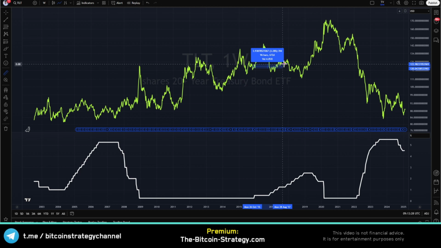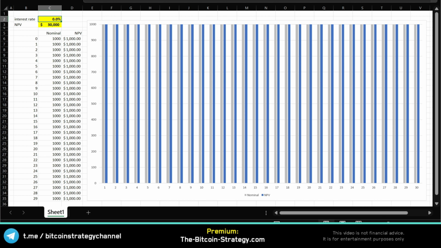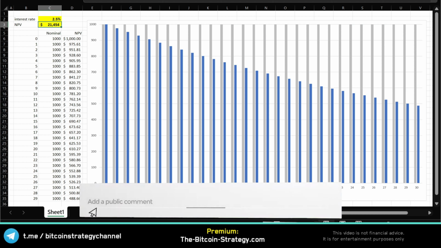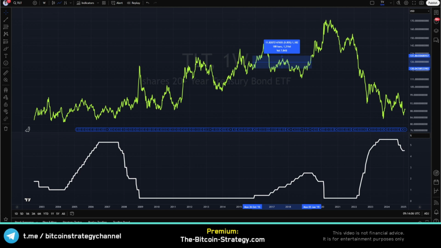And what happened to the long-term government bond prices? They went slightly up, right? When interest rates go from 0 to 2.5%, prices should not go up. From a 30,000 net present value, we should be going down to 21,454. We should lose roughly a third of our long-term government bonds in terms of value. We didn't lose a third, we went up by 10%.